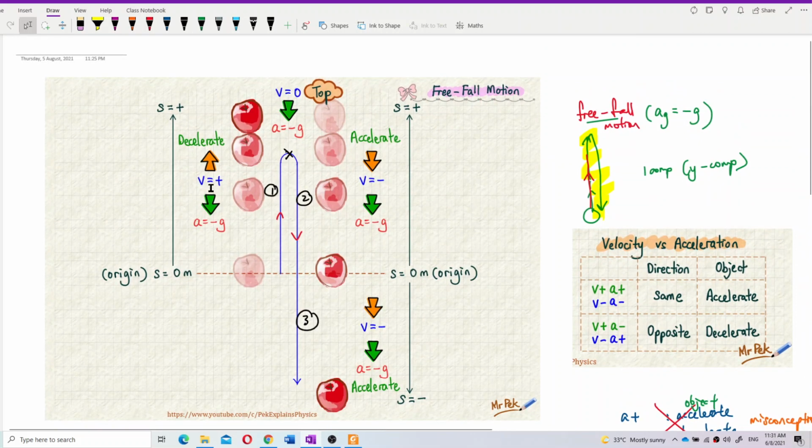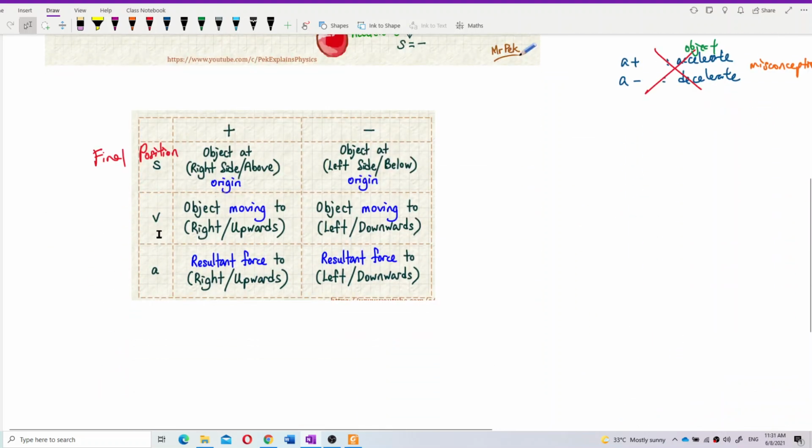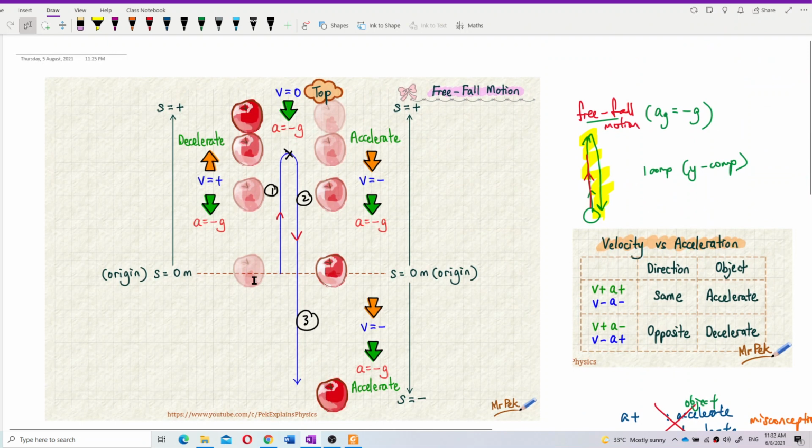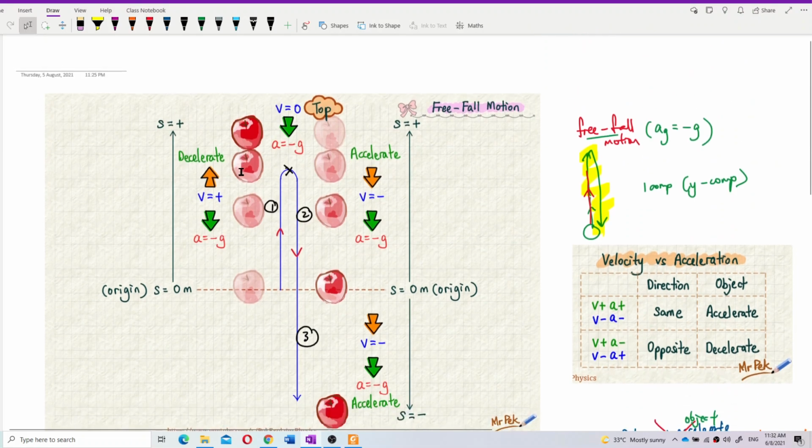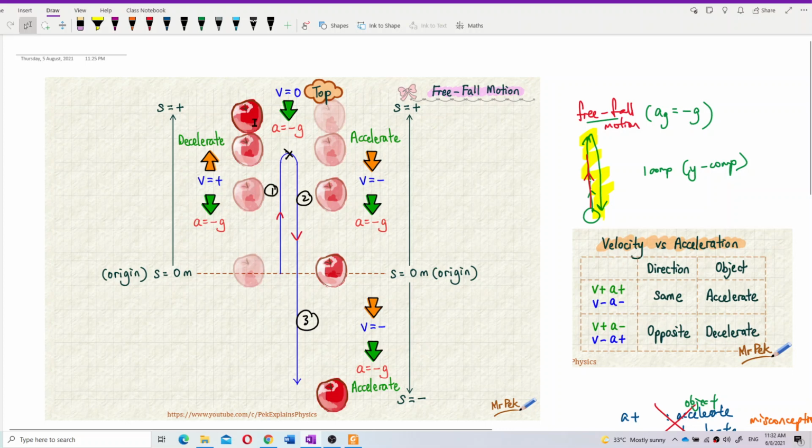Now, how about velocity? For the first part, when talking about velocity, it's more about the motion, the movement. The motion of the apple is moving up. The direction of the motion is going up. That's why, going up, velocity is positive, because the apple is moving upwards. Velocity is positive because of the apple moving upwards.